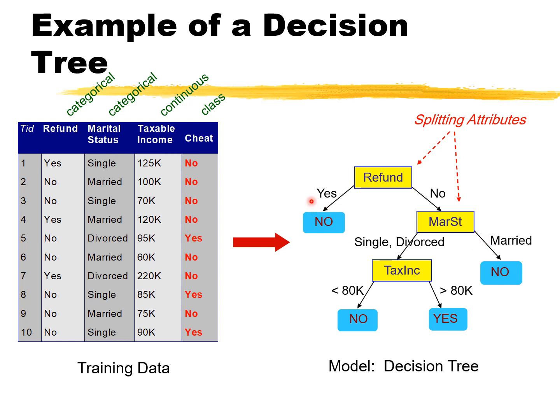Now refund yes, so the person is actually providing refunds for their taxes. This means that they are not cheating. So no, no, no. No matter what marital status they are and what taxable income they are, it's always no. So this is done. Refund yes means they're not cheating. Refund no, then we'll have to see the other attributes.